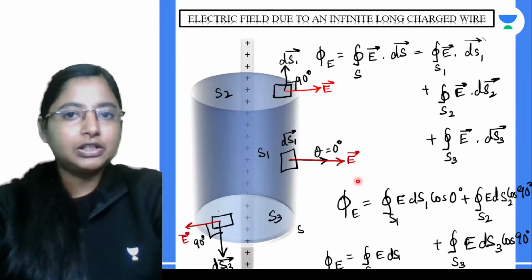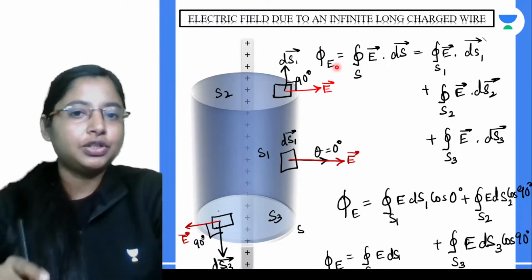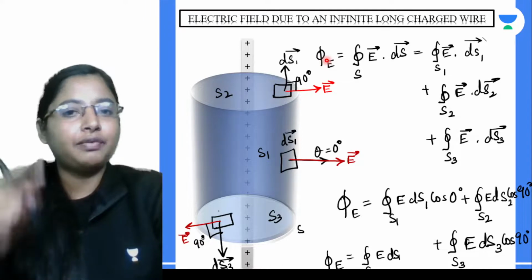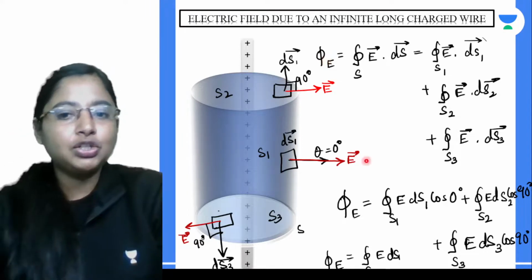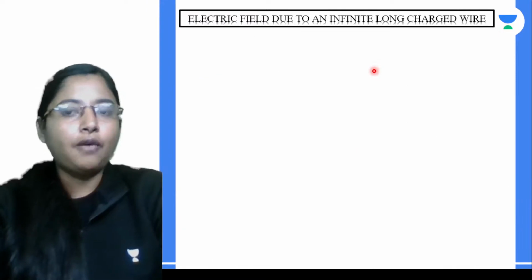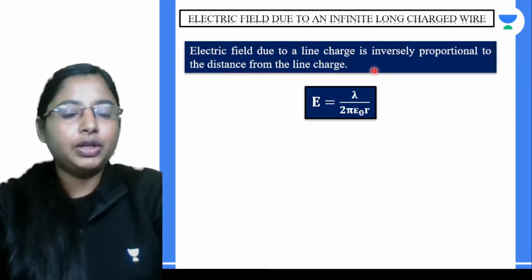This is actually the significance of the Gaussian surface. It is a hypothetical surface, and you can say the flux through any Gaussian surface is Q by epsilon naught, using which we can find the electric field of any continuous charge distribution. So in this case we got E equal to lambda by 2 pi R.